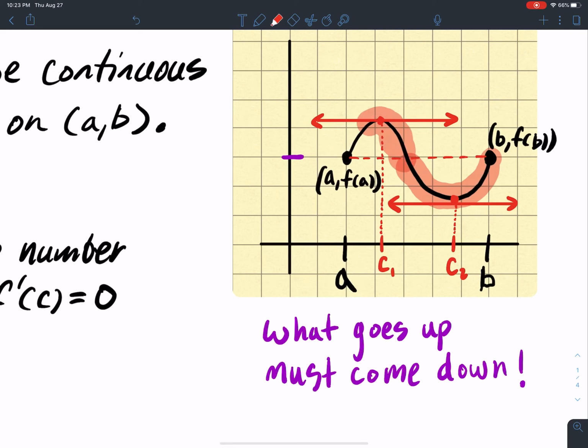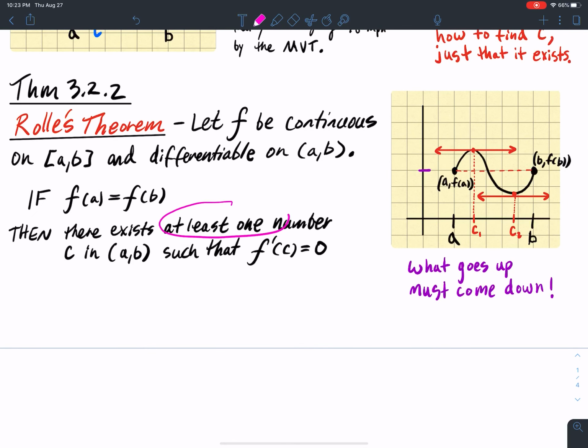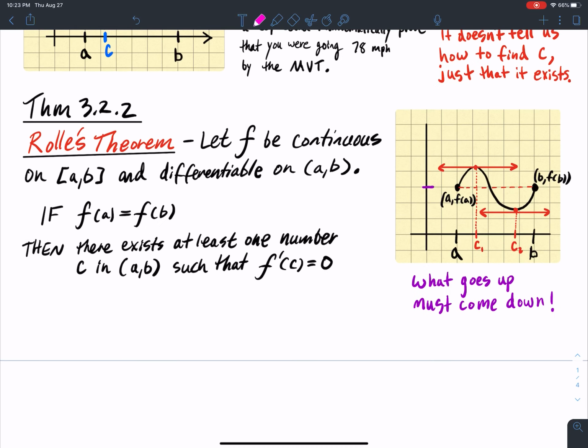If it goes down, then eventually it's going to have to go up. Now, it may keep going up and then come back down. Heck, it may just go down and come up. We don't know what happens between. There could be multiple points where we have that turning from uphill to downhill, or from downhill to uphill again. That's why the theorem says at least one number, because it could be 1, 2, 3, or a ton. But there's at least one.